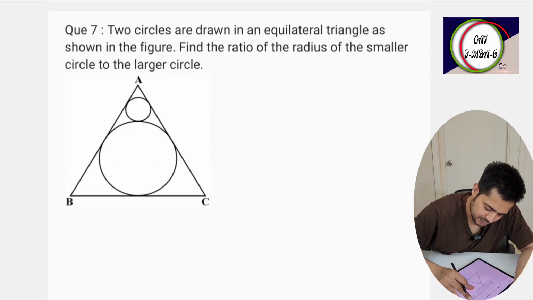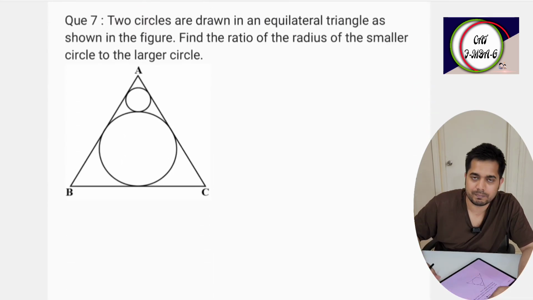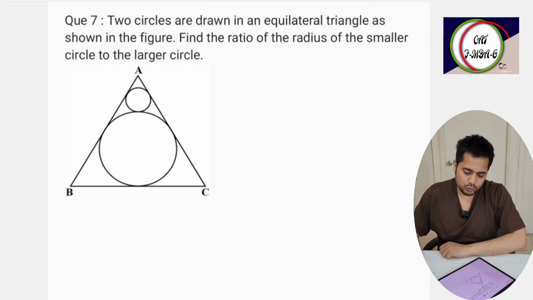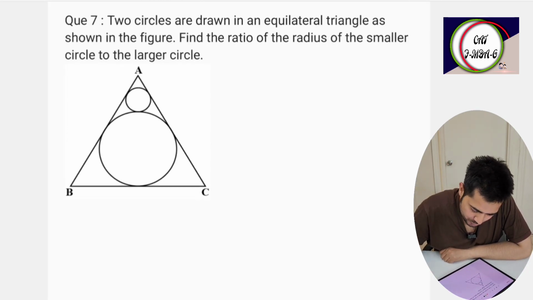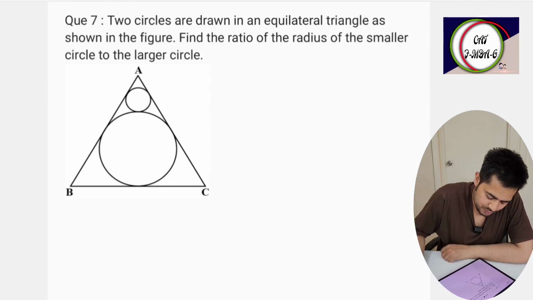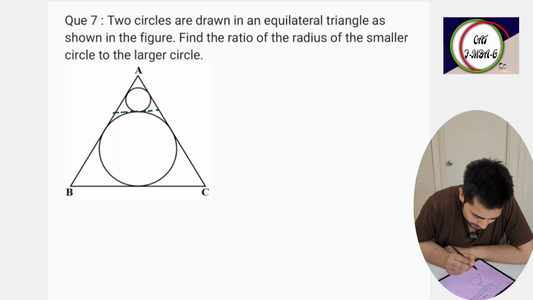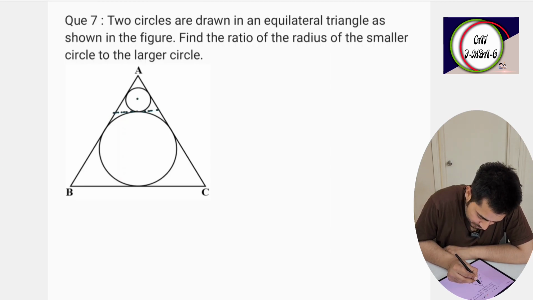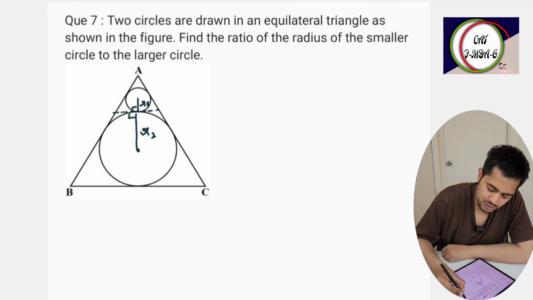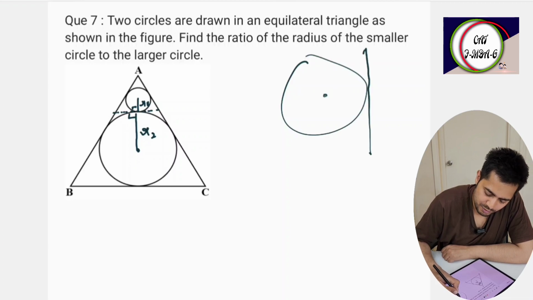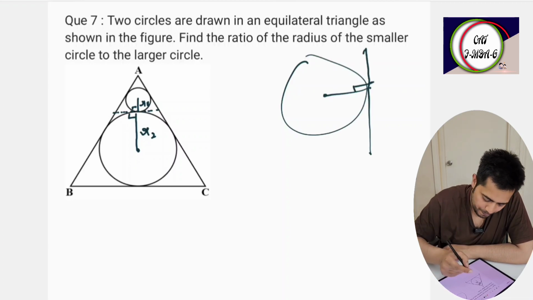Okay, let's see the next question. This is also a very important and very good question. So let's solve this. Two circles are drawn in an equilateral triangle as shown in the figure. Find out the ratio of the radius of the circles. First of all, this is an equilateral triangle. If you draw a line like this, it is going to be tangent to both the circles. If you draw a radius r1 from the center, or a radius r2, this is going to be 90 degrees, because a tangent is there, and the radius drawn to it is going to be perpendicular.